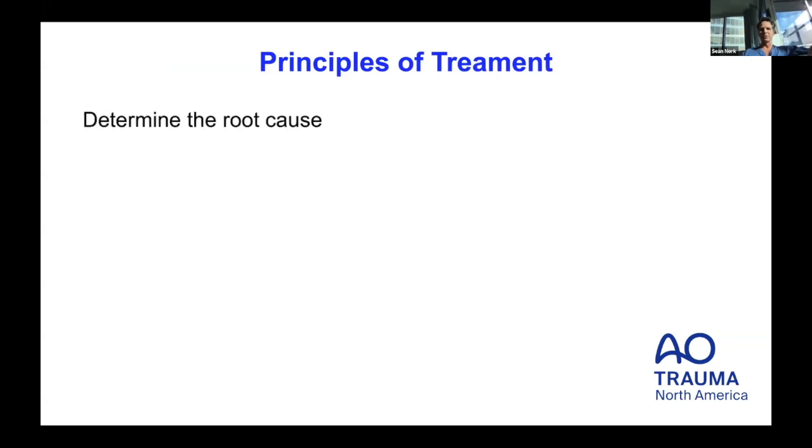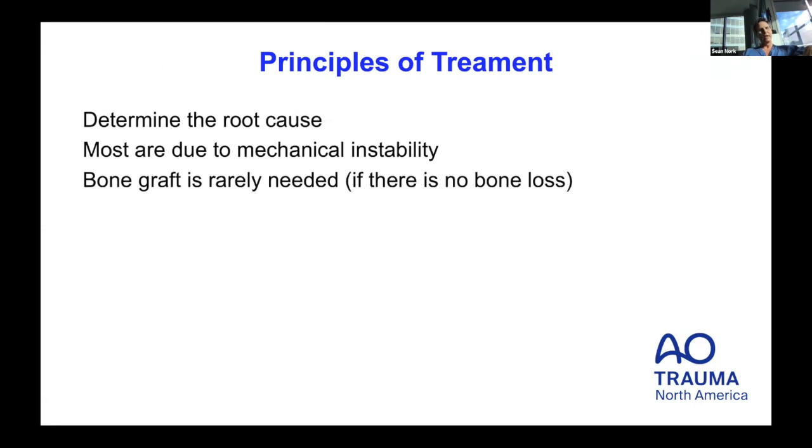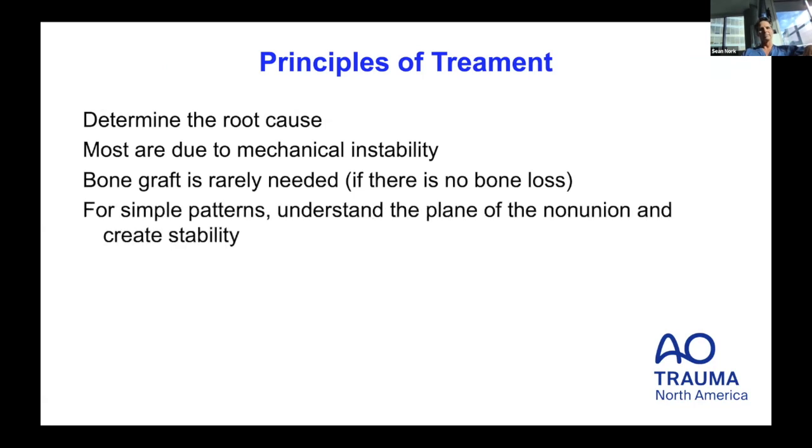So just some general principles. Whenever you have a distal femoral non-union, obviously determine the root cause. I don't think you can establish any type of logical treatment algorithm if you don't know why it occurred, so you don't do the same thing twice, which you see over and over. The vast majority of these, in the absence of bone loss, are due to mechanical instability. As a result, I think a real minority of these require bone graft. Once again, different kettle if you're talking about associated bone loss.